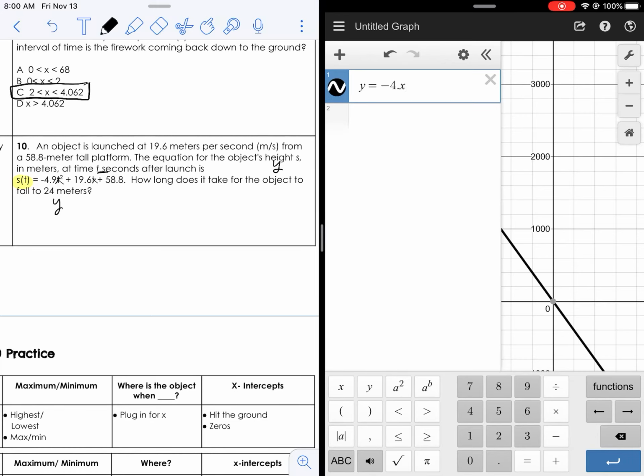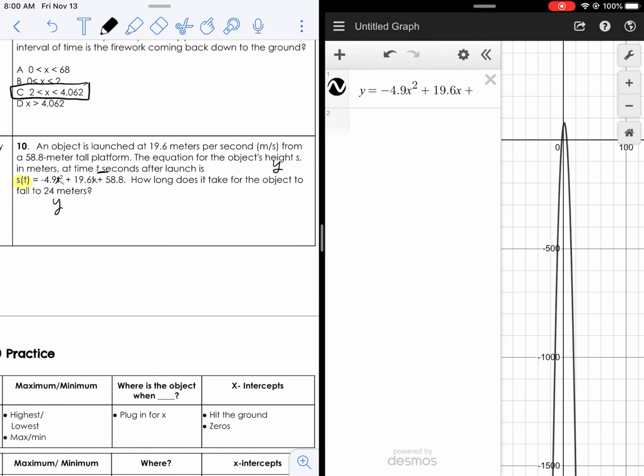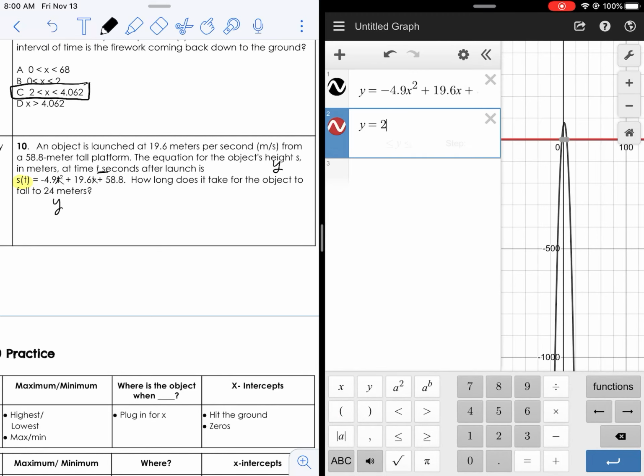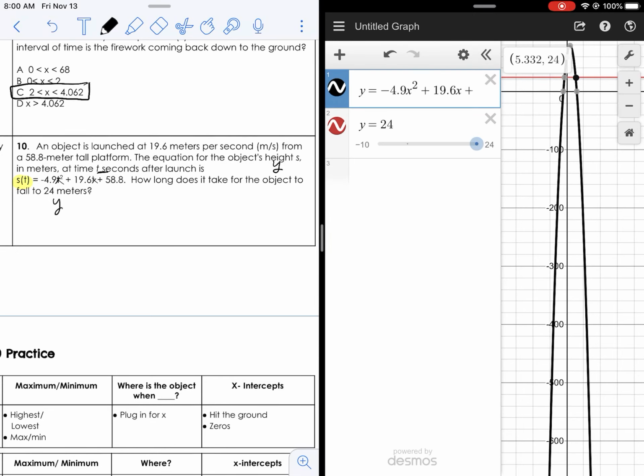Negative 4.9x squared, and I missed my 0.9, plus 19.6x plus 58.8. Alright, so there it goes, and we are looking for that y value of 24. So I'm going to type in y equals 24 and see the positive value where those lines cross. So that is at 5.332 seconds.